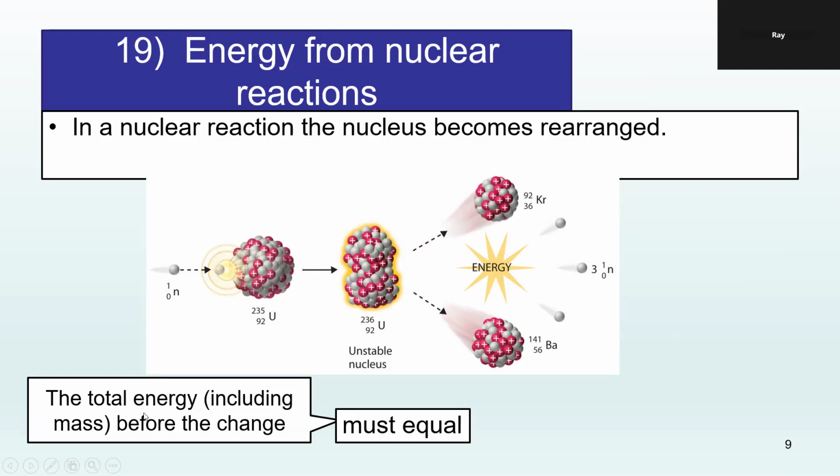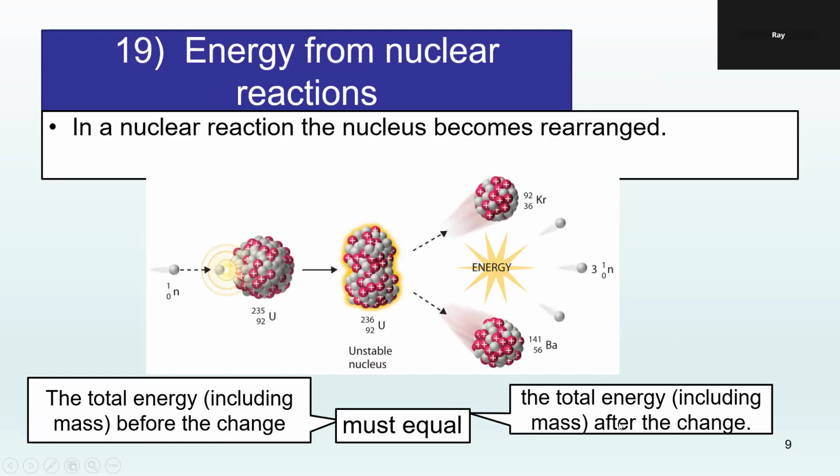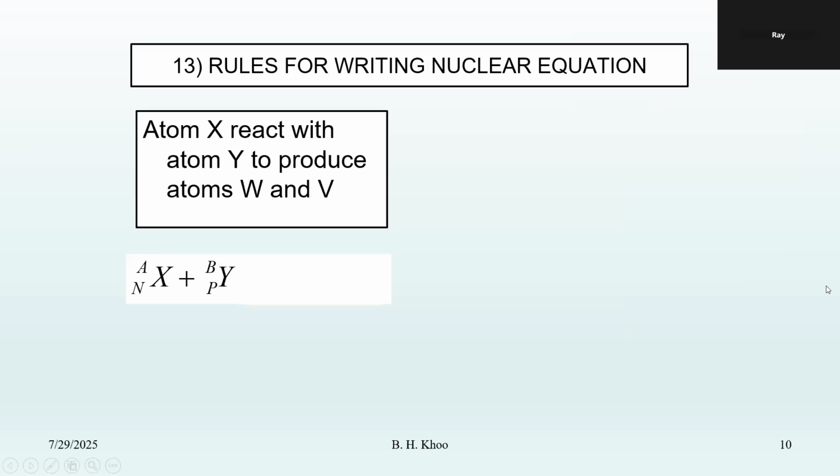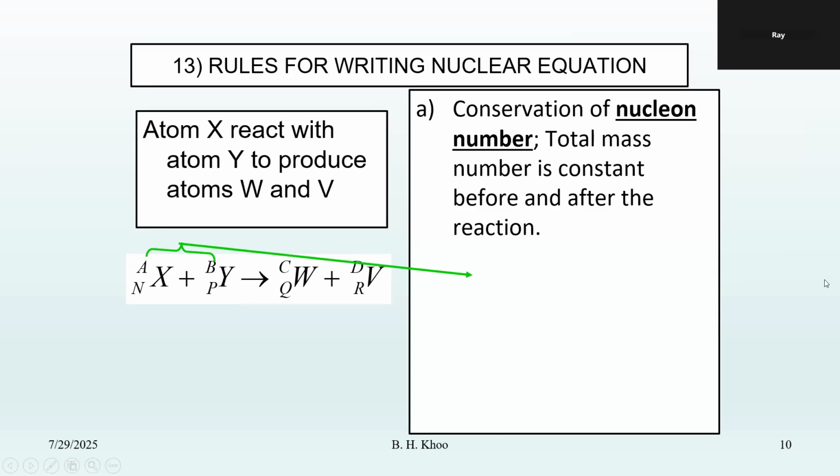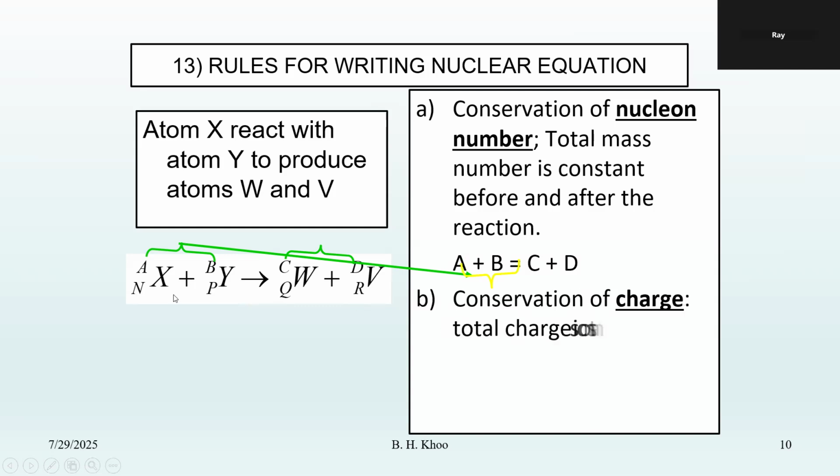Total energy including mass before the change must be equal to total energy including mass after the change. Total mass and energy must be the same. But this is a review of your AS work. Conservation of nucleon number: you add up these two, it must be equal to C plus D. Conservation of charge: this is a charge, N plus P is Q plus R.